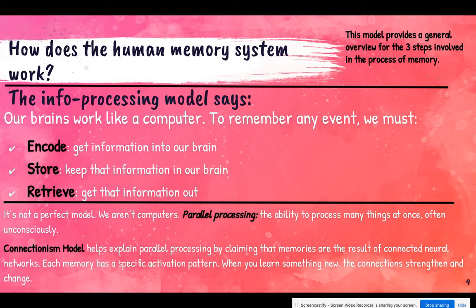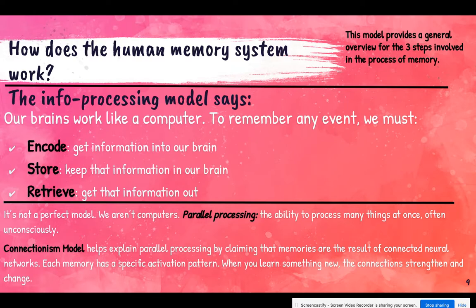It's not perfect. We aren't actually computers. We have to allow for what's called parallel processing in the human mind. What that means is that we have the ability to process a lot of things at once, and many of those are happening unconsciously, so without us even having to think about them.